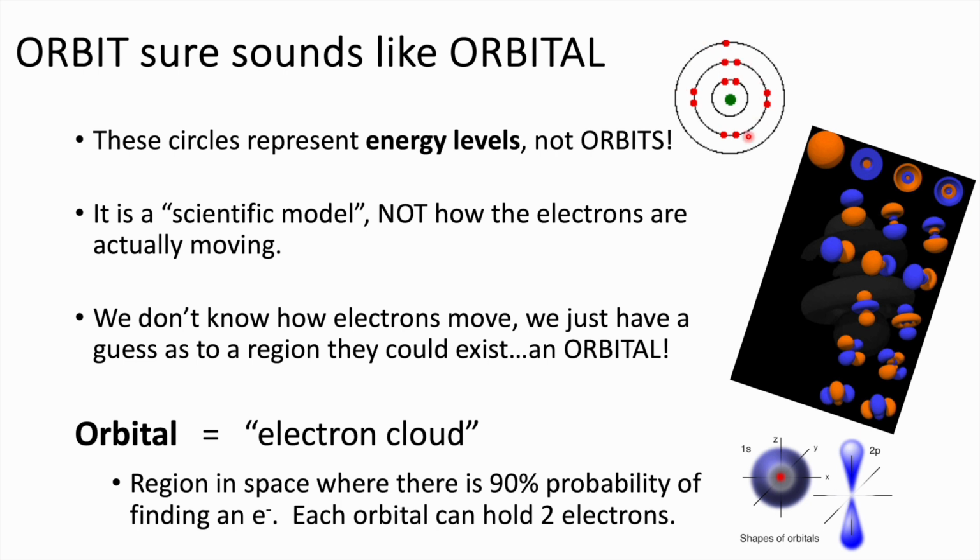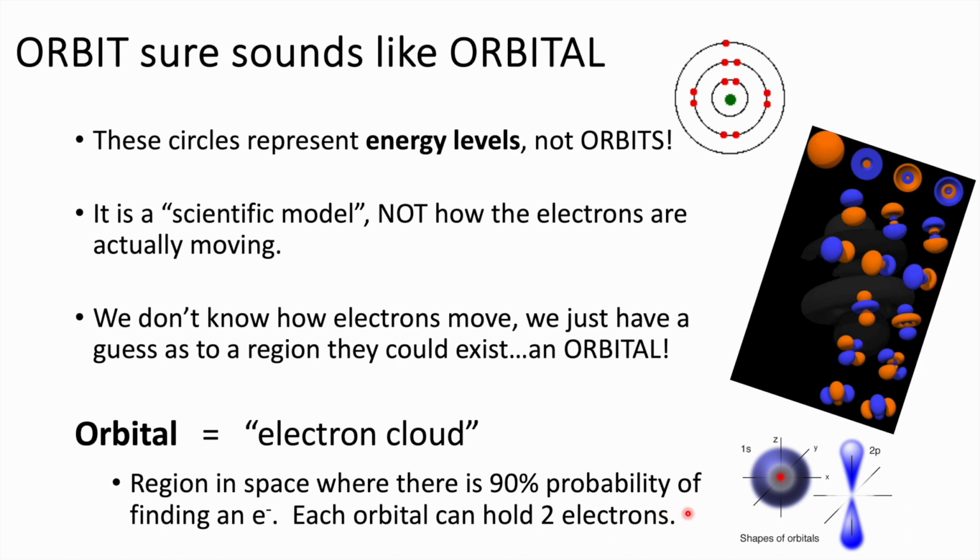These circles in this model represent energy levels, not orbits. It's just a model to say that these electrons exist at higher energy levels. It's a scientific model, not how the electrons are actually moving. We don't know how they move. We just have a guess as to the region in which they exist. The orbital is an electron cloud. It's, quote, the region in space where there's a 90% probability of finding an electron.